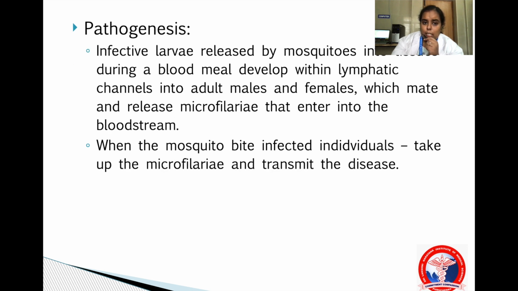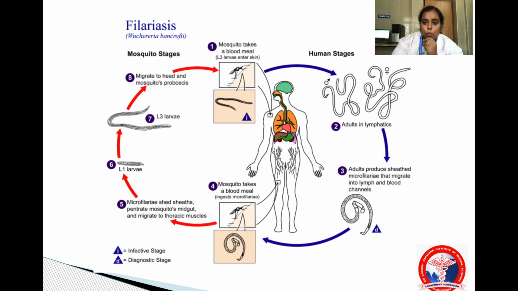So the pathogenesis is that the infective larva released by the mosquito into the tissue during a blood meal develops within the lymphatic channels into the adult male and the adult female, which mate and release microfilaria that enter the bloodstream. When the mosquito bites the infected individual, it takes up this microfilaria and transmits the disease. So this is the picture depicting what I just said.